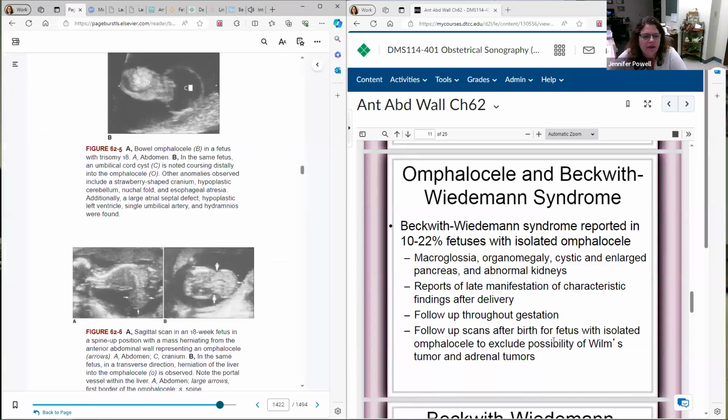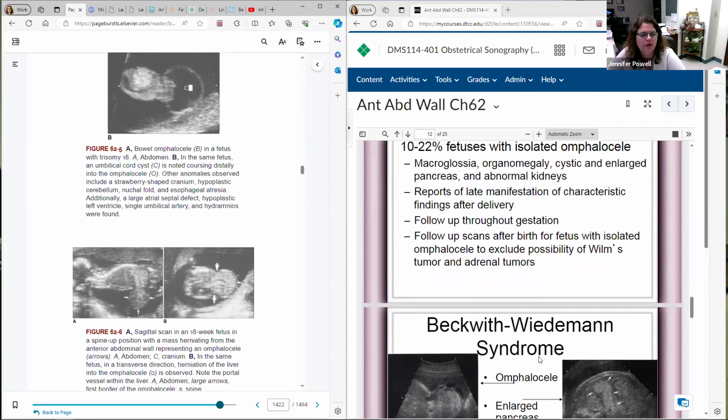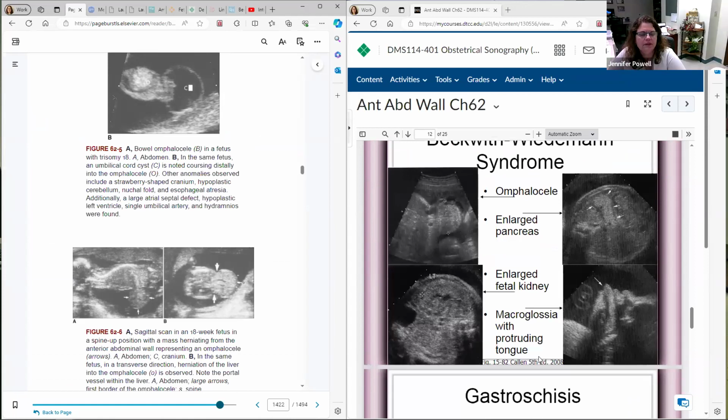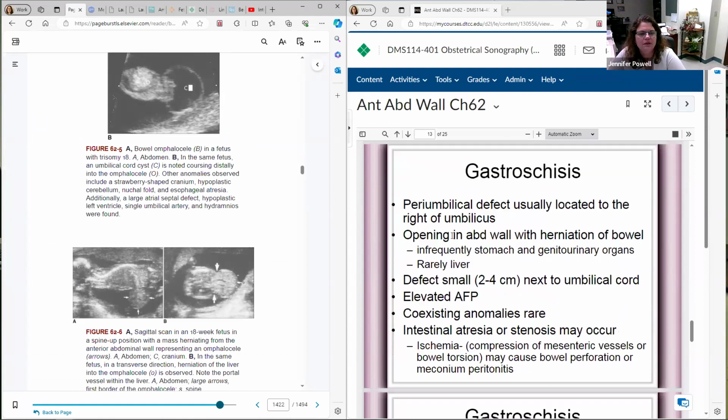Okay, so there you go. But for our purposes, we're looking for omphalocele and enlarged tongue and so forth. So I'm going to go past this to gastroschisis.